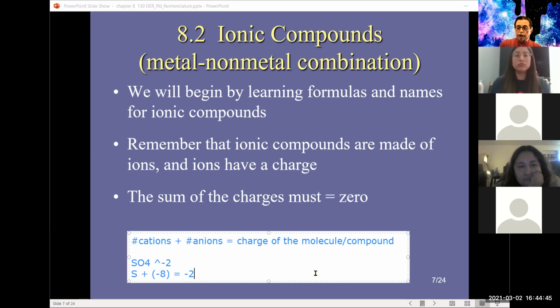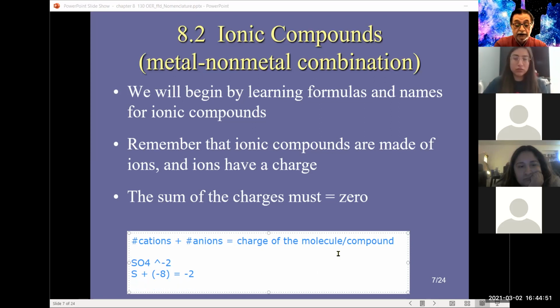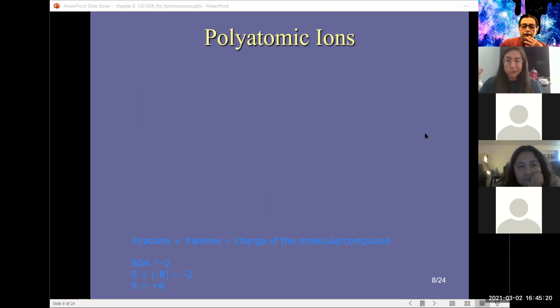sulfur would have, what would sulfur have? A +6, right? If you were to calculate that, sulfur will have an oxidation state when it is bonded with 4 oxygens and it has a whole overall molecular charge of -2. Sulfur itself has a +6 charge, which is different from sulfide that has a -2 charge. See that? All right. Let's move on.